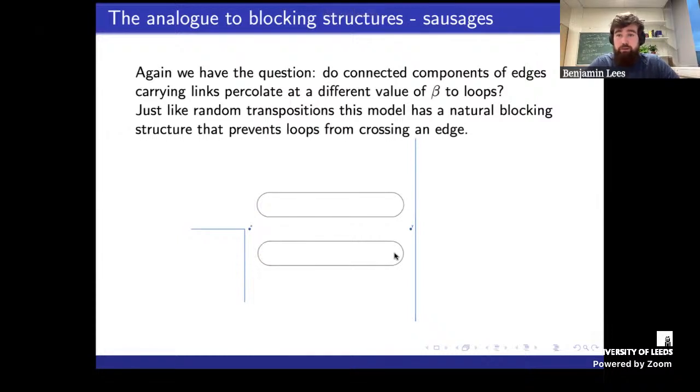We might have multiple links all paired together, or paired together in some more complicated way. But the name sausages should be clear. It looks like either some collection of sausages or some collection of links of sausages. And these will stop loops from going through.